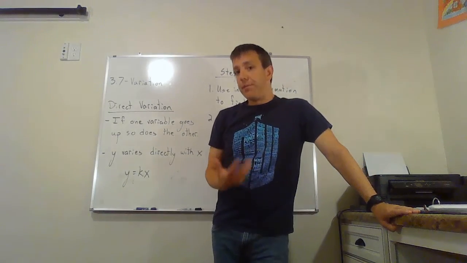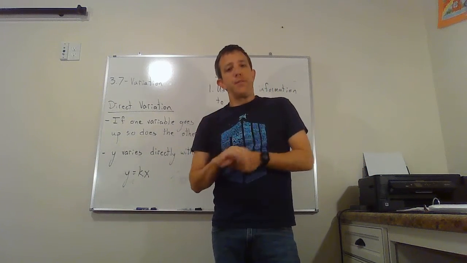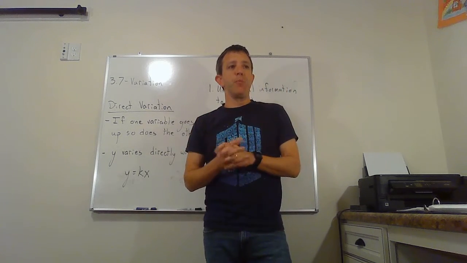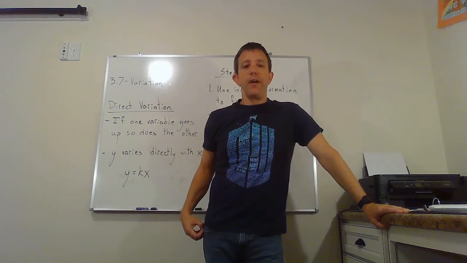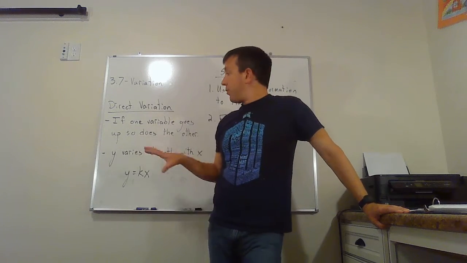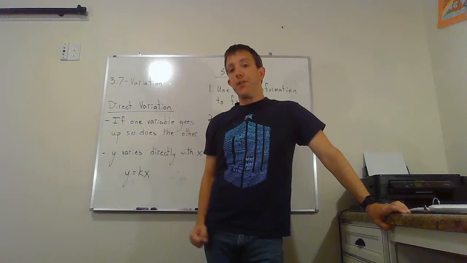Today we're going to look at something called variation. Basically, variation is used for a lot of real-world kinds of situations. One example would be how much money you make when you work. That's a direct variation. The more hours you work, the more money you make. So that's actually the first kind of variation we're going to look at here, what's called direct variation.